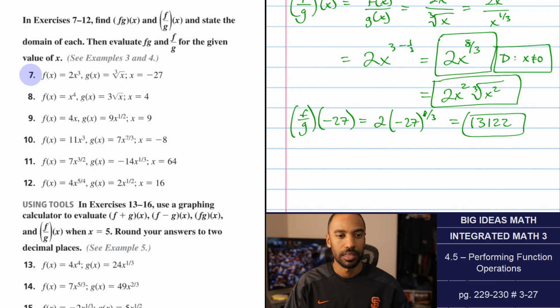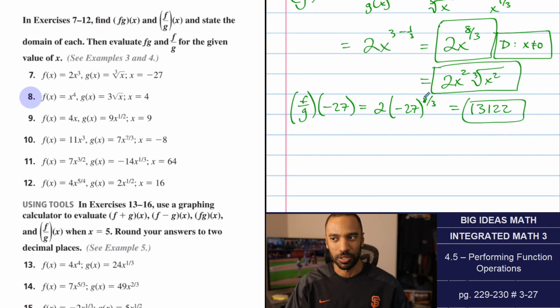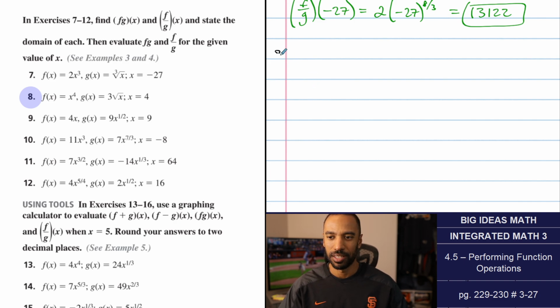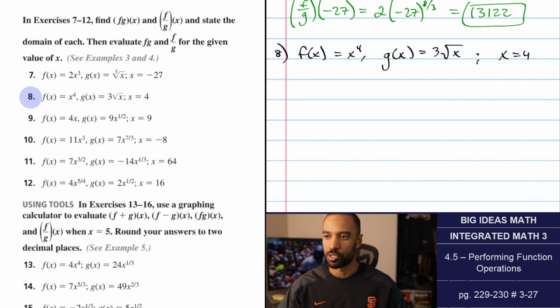So, okay, this might take a while. That was just one question. And I'm not really doing things slowly. I have a little bit of explanation, but I'm doing things as they are, right? F of x equals x to the 4th, number 8. G of x equals 3 times the square root of x. And x equals 4 will be our ultimate substitution.